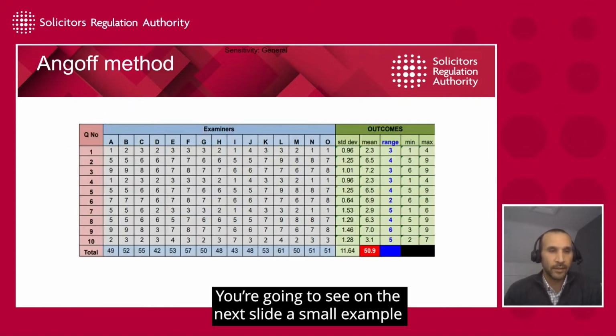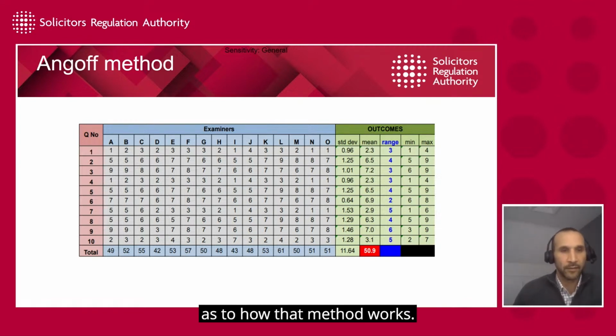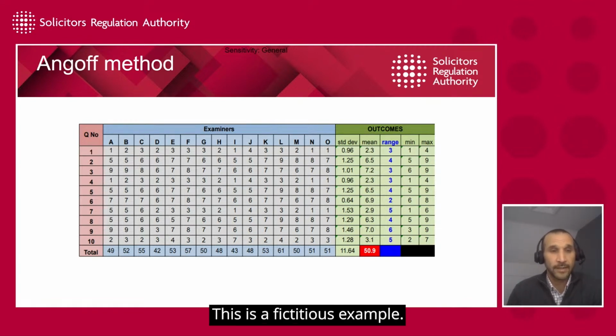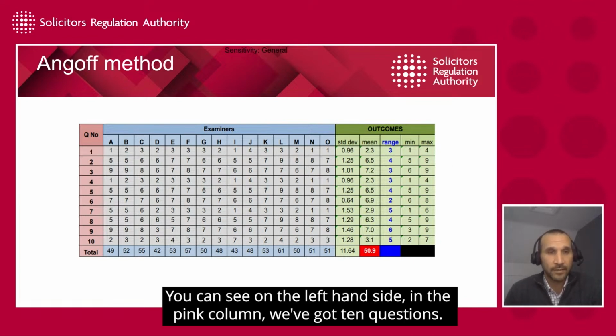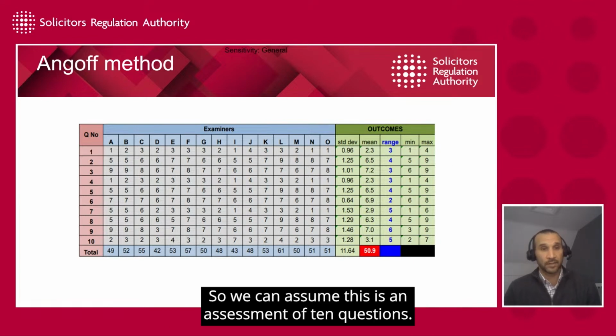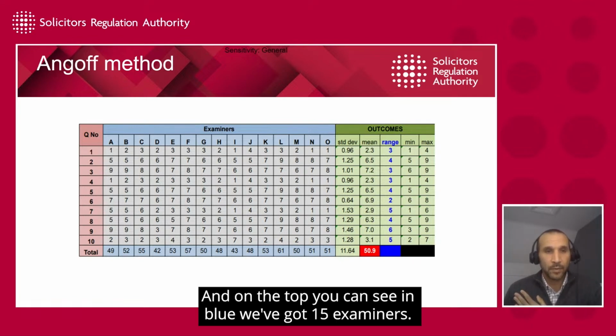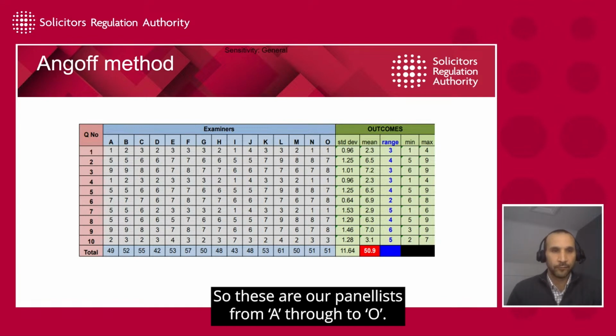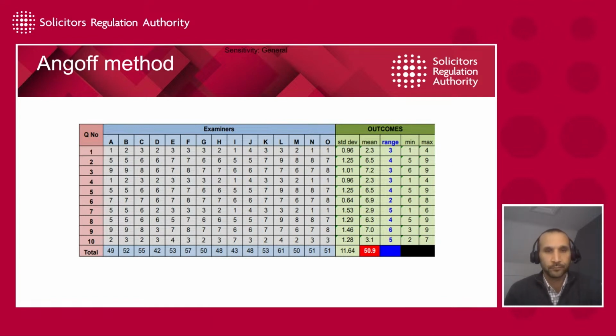So you're going to see on the next slide here a small example as to how that method works. So this is a fictitious example. You can see on the left-hand side there, in the pink column, we've got 10 questions. So we can assume this is an assessment of 10 questions. And on the top there, you can see in blue, we've got 15 examiners. So these are our panelists from A through to O.